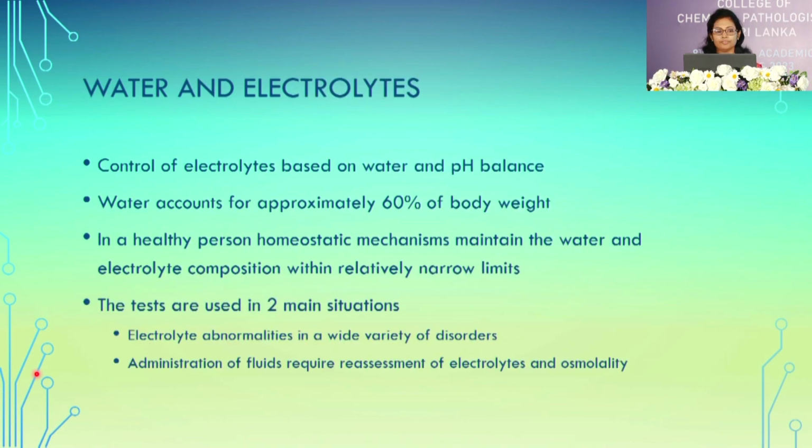The control of electrolytes is based on water and pH balance, and water accounts for approximately 60% of body weight. In a healthy person, homeostatic mechanisms take place in the body to maintain the composition of electrolytes and water within a narrow limit. So there are two main situations in which these electrolytes are requested by the clinicians.